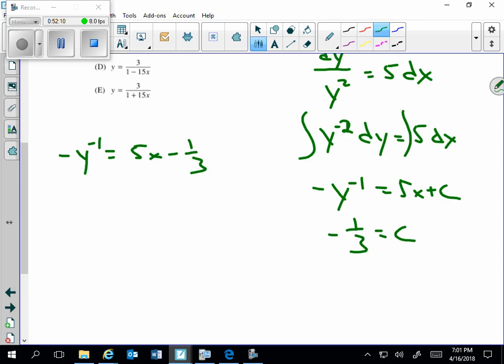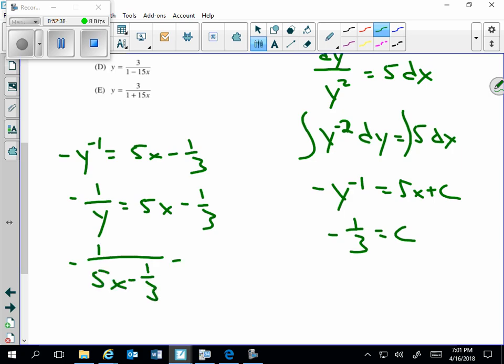Double checking my math. I've made a few mistakes tonight. All right, so now I have negative 1 over y equals 5x minus 1/3. I'm going to switch places. Maybe you don't want me to switch places right now. Yeah, I don't care. Either way, we're going to have to deal with a fraction. See how good we are with fractions. Either way, it's going to be a mess.